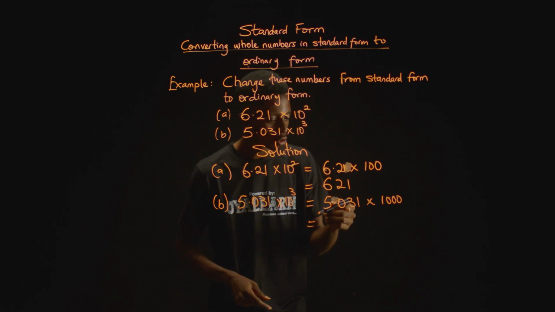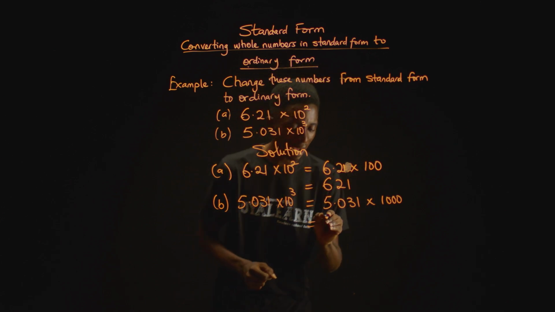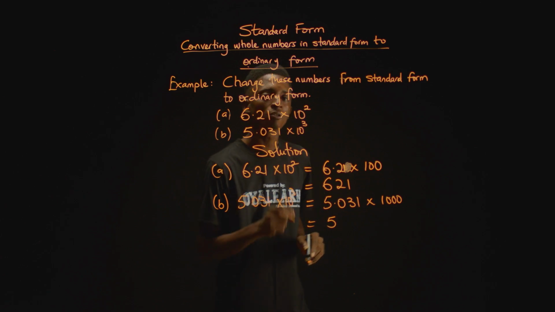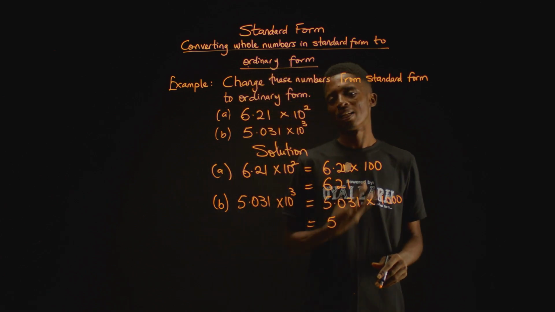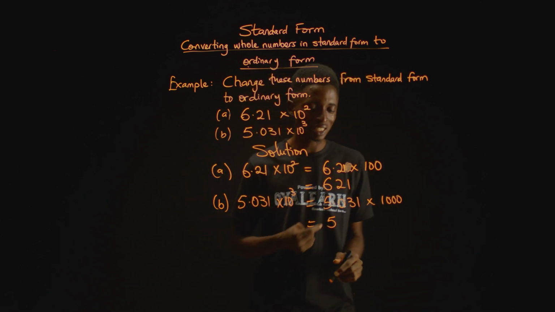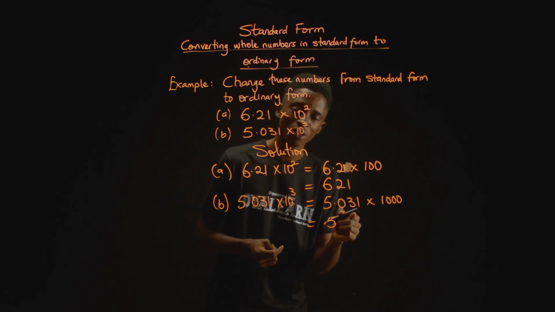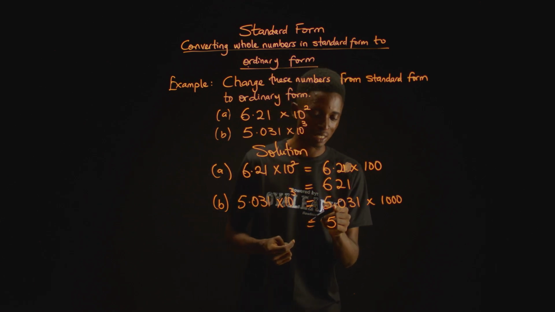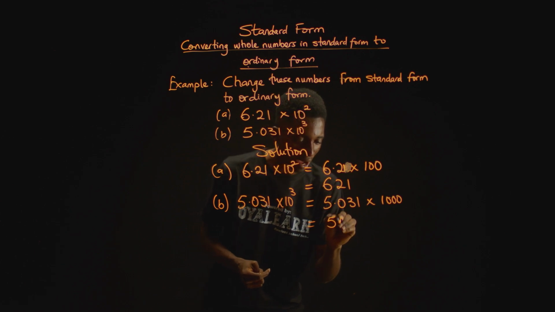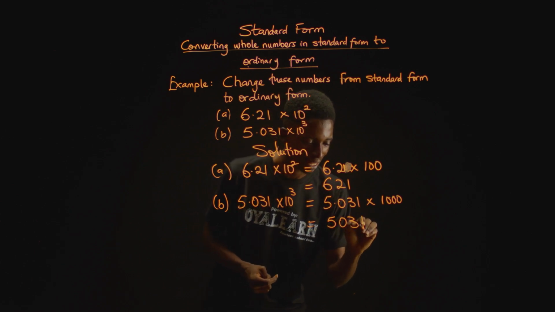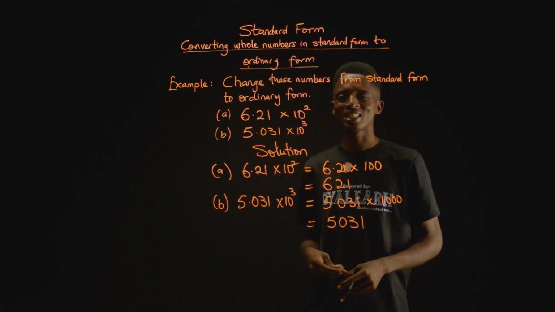And then to express this in normal form, we would have the digit 5 followed by 3 other digits. Those 3 digits would then be 0, 3, and 1, which follows this decimal point. So we have 5031. I hope you also got these answers.